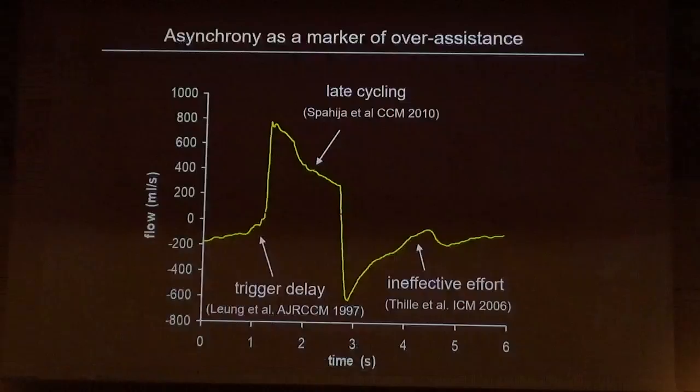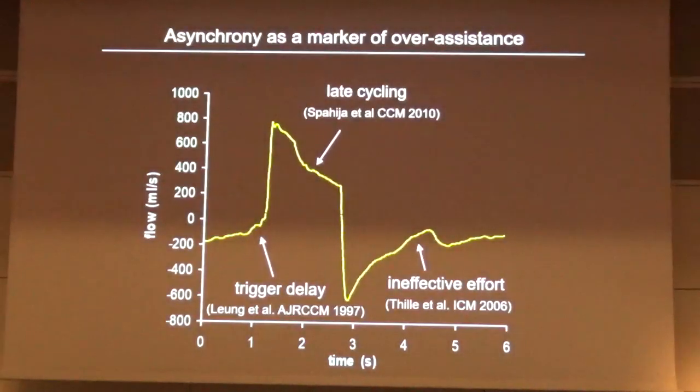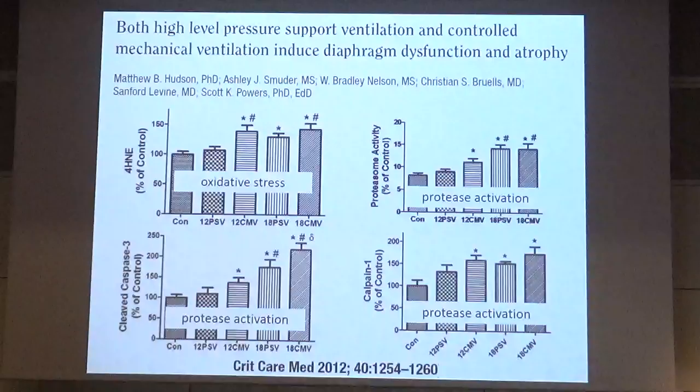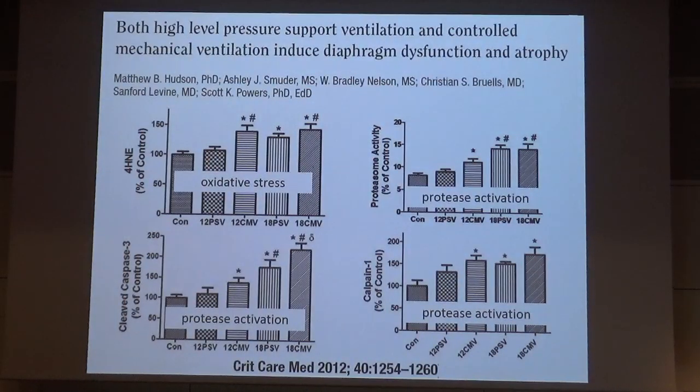On the other hand, other asynchronies such as trigger delay, late cycling, and ineffective efforts are often associated with over-assistance. And it's quite clear that a high level of pressure support is very similar compared to fully controlled mechanical ventilation in inducing diaphragm injury and atrophy, diaphragm dysfunction and atrophy.